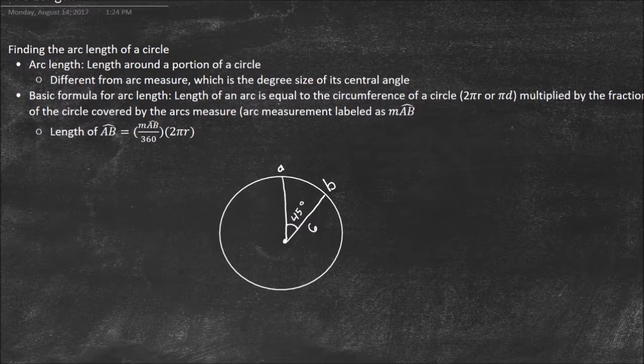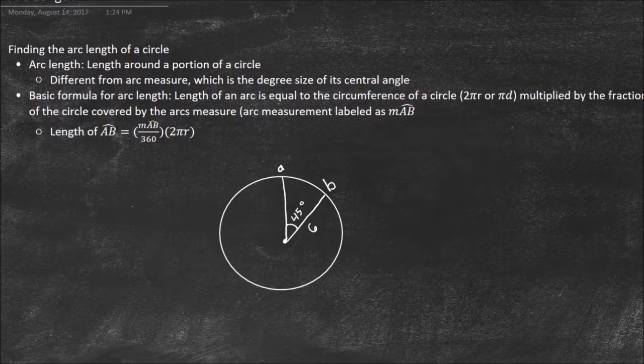Hello and welcome to today's video where we're going to talk about how to find the arc length of a circle. So arc length is the length around a portion of a circle, so it's kind of related to circumference because circumference is the length around the entire circle. Arc length is just a part of that.